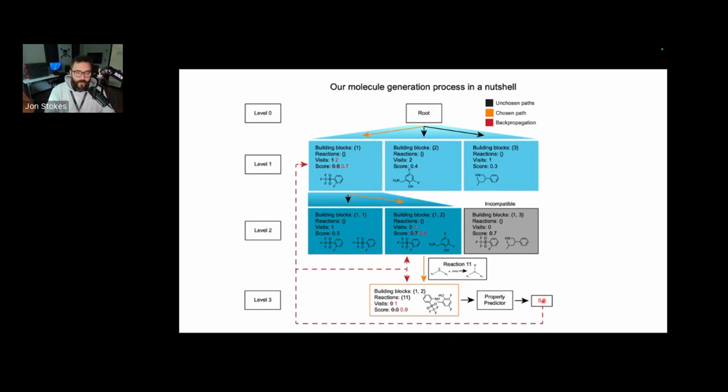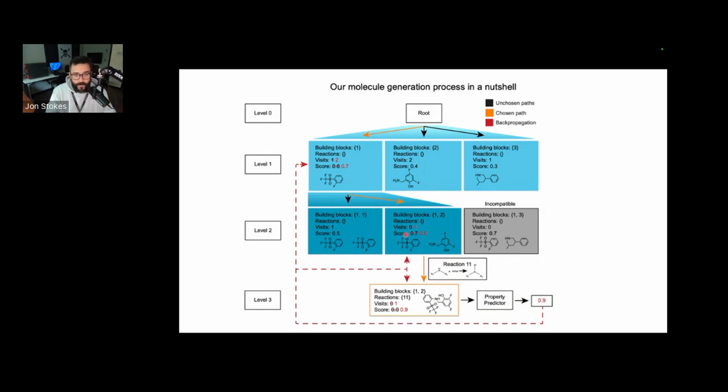In this case, we can see the output score is 0.9, which is very high, indicating that the model thinks that this molecule is antibacterial. And as such, this 0.9 high prediction score from our property predictor is then back propagated, and the nodes that correspond to the two building blocks that made this molecule are updated accordingly, meaning that the individual scores for this building block and this building block are increased.